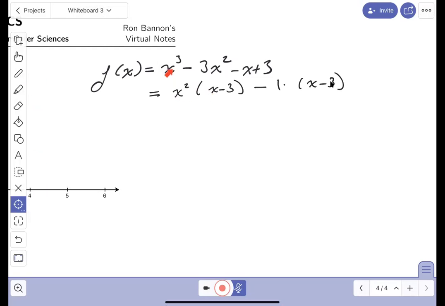X squared times x is x cubed. X squared times minus 3 is minus 3x squared. Minus 1 times x is minus x. And minus 1 times minus 3 is plus 3. That worked beautifully.